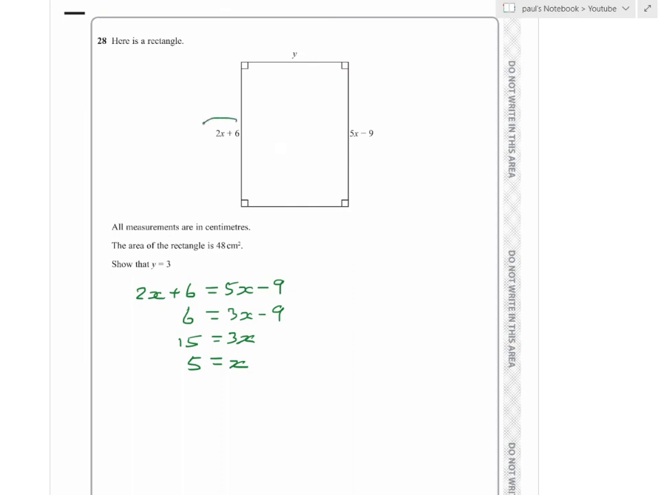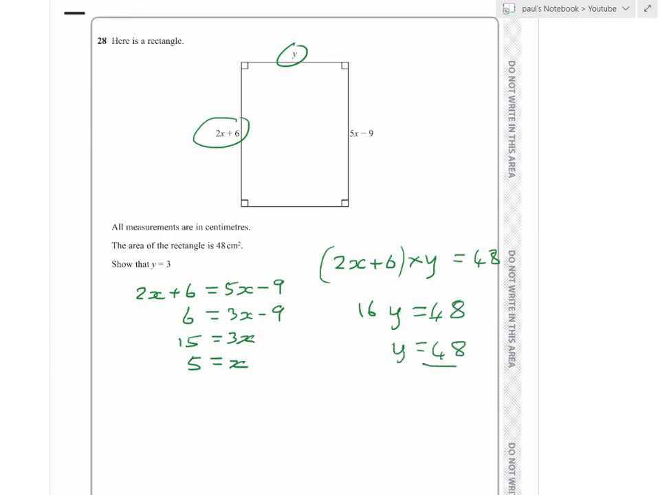So then just take one of these and work out the area by multiplying these two. So we've got 2x plus 6 times y equals 48. But we can work out that little bit first, yeah? Because we know what x is. So that's 10 plus 6. So that's 16y equals 48. So y equals 48 divided by 16, which equals 3.